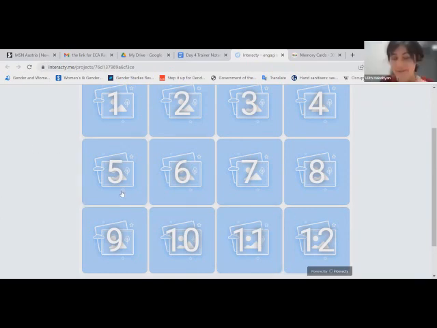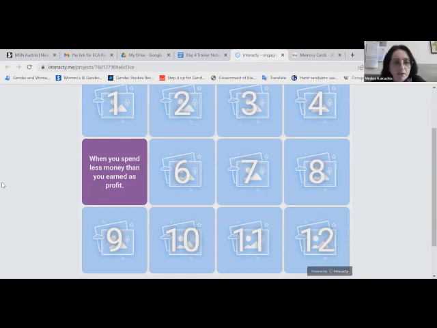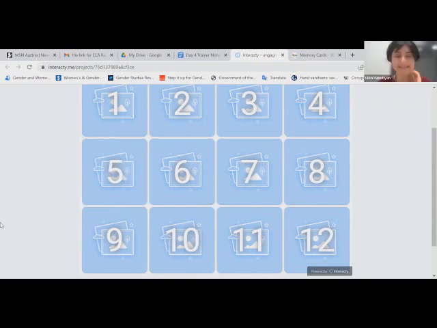Let's continue. Medea? Number 5. When you spend less money, then you get as profit. Earned as a profit, yes. And another number? 10. Yes, this was the same. Keep in mind the cards stay in the same place, so try to memorize. So they were not matching.